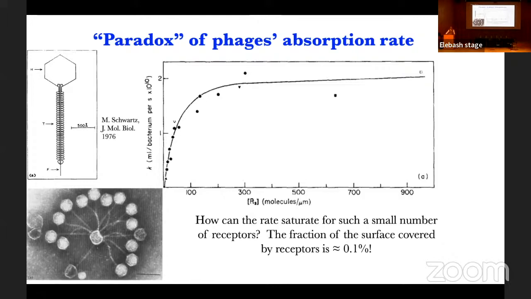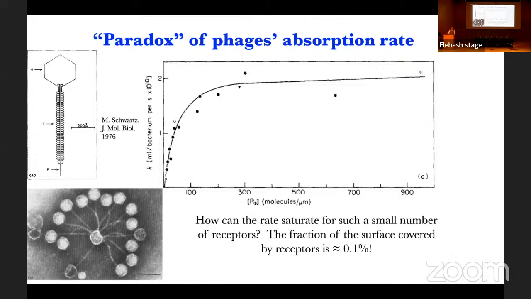They mentioned this as a paradox: the absorption rate of bacteriophages was saturating for a minute fraction of the receptors covering the cell. It was less than 0.1%. And therefore, for them, it was very shocking, because how could it be that with 0.1% of coverage of the cell, you essentially already reach saturation?